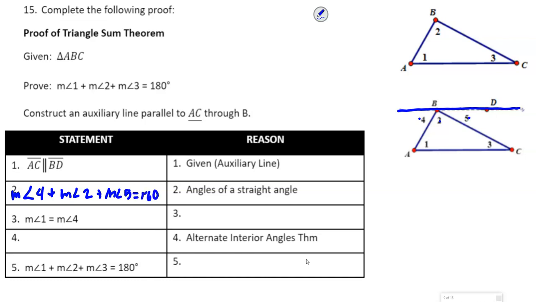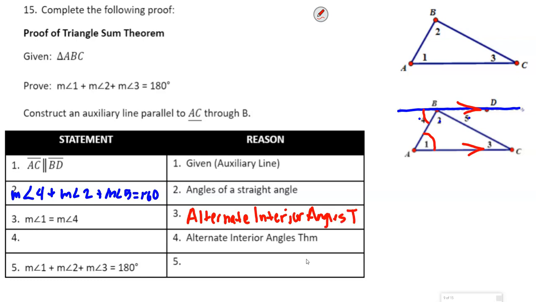Okay. Then it says that the measure of angle 1 is congruent to the measure of angle 4. These are parallel, guys. So if those are parallel, it says to construct an auxiliary line parallel to AC through B, okay? So it's parallel, so that means that angle 1 and 4 are congruent. Why? Because they're alternate interior angles, aren't they?